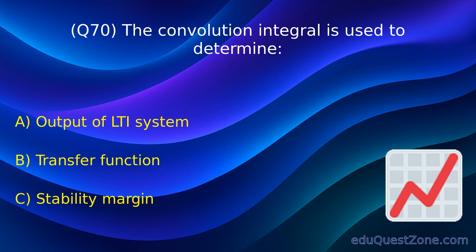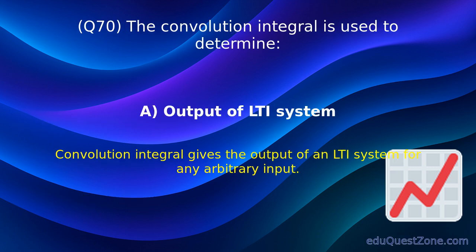Question 70. The convolution integral is used to determine. Option A, output of LTI system. Convolution integral provides the output of a linear time invariant system for any input.